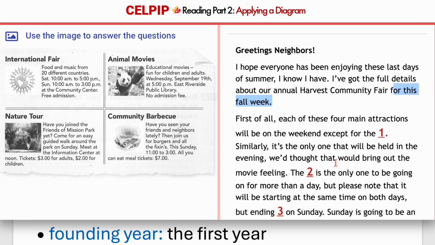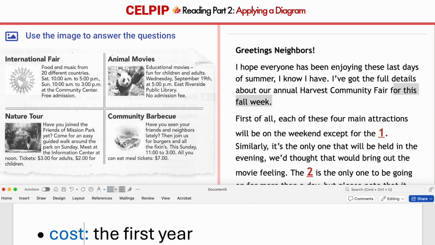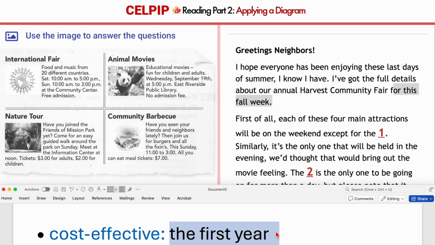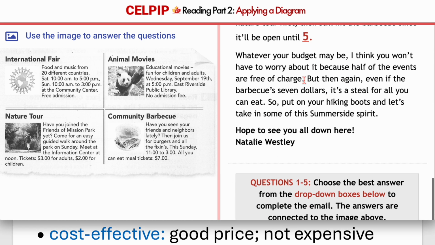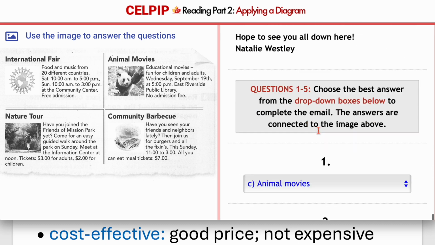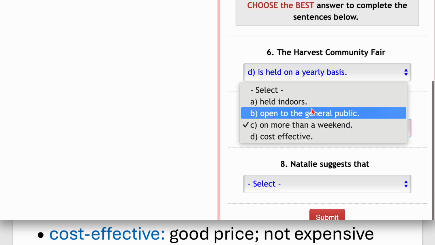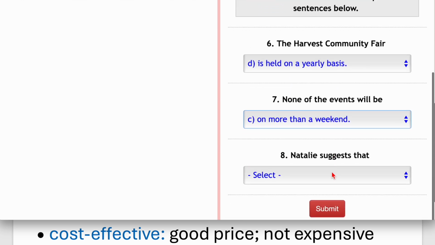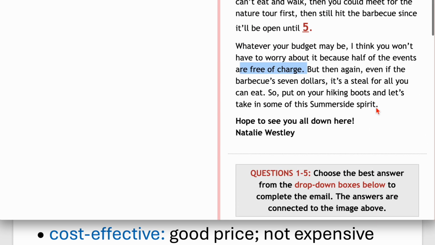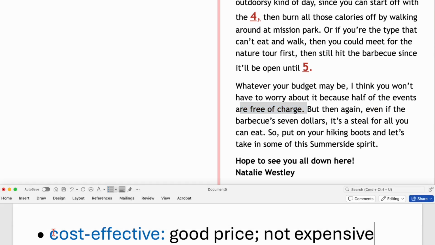Now, secondly, cost effective. Cost effective. This is a really good word. And it means good price, not so expensive. And it says here that they are a good price. It's a steal. Some are free of charge. So they are cost effective. And held indoors? No, because over here it's at the library, public library. And about open to the general public, none of the events will be open to the general public. Now, the general public, that means city residents, general public.